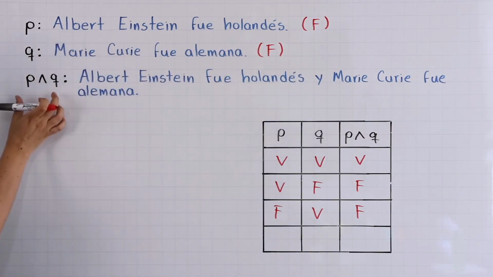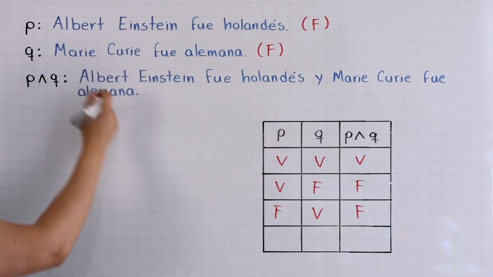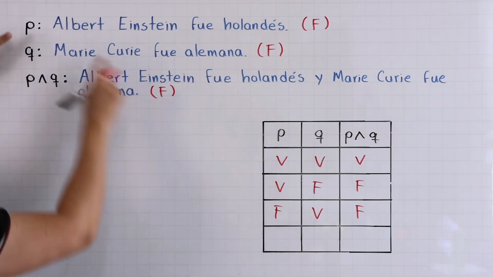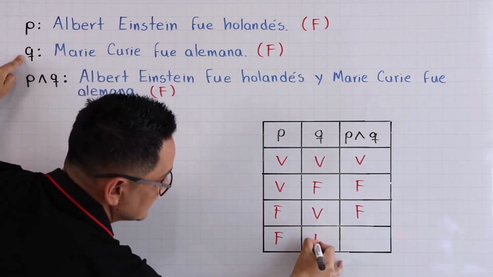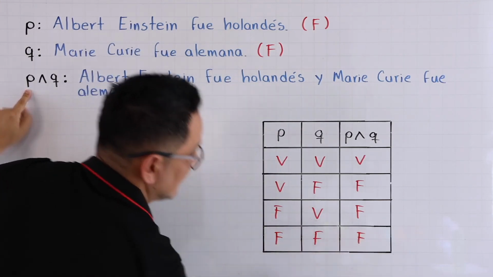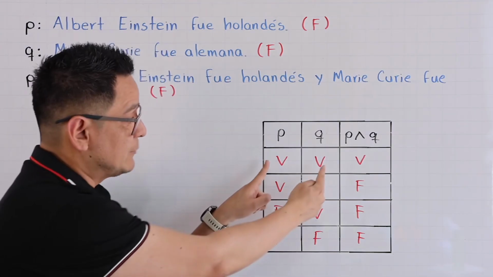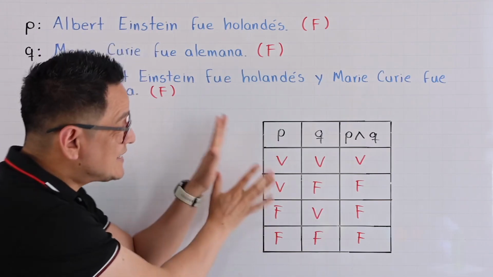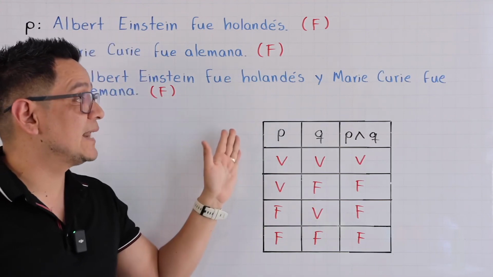Now let's see what happens with the conjunction. Albert Einstein was Dutch, and Marie Curie was German. Well, this proposition will also be false, right? Therefore, let's fill in the results. When proposition P is false, and proposition Q is also false, then the truth value of the conjunction will also be false. Done. As you can see, we've already covered all the possible options. We have true true, true false, false true, and false false. This table here is called a truth table, and in this case, it's the truth table for conjunction.